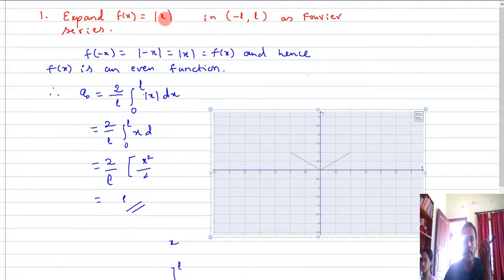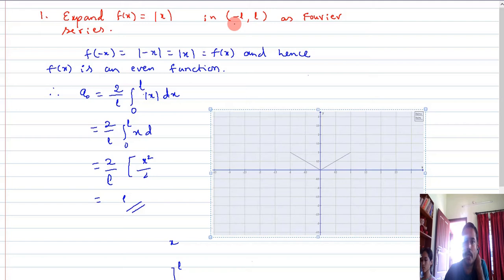Expand the function f of x equal to mod x in the interval minus L to L as a Fourier series. Observe that L is not defined here. L is given as L itself. That means the most general I have to get. Finally, I can substitute L equal to any number, maybe L equal to 1, 5 or so.